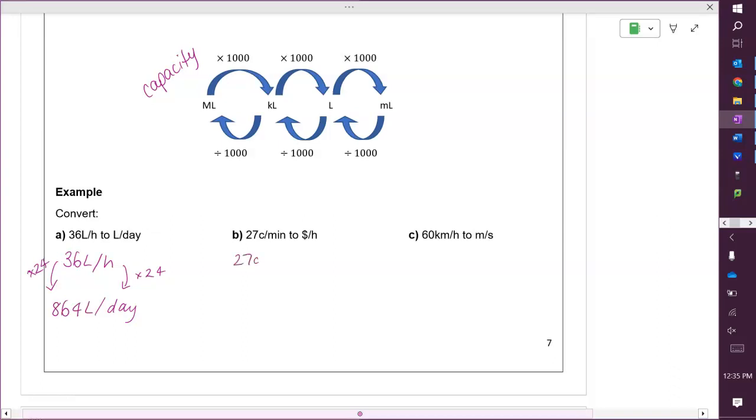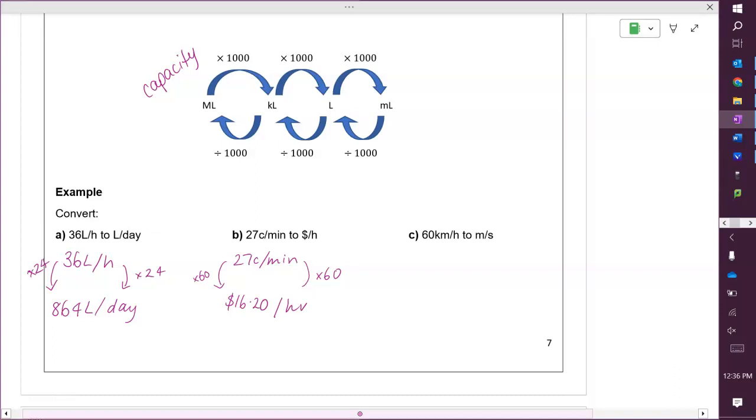The next one, I have 27 cents per minute, and I need to convert this into dollars per hour. So minutes into hours, I know there are 60, and I need to do the same to this left-hand side. That is going to give me 16.20, because I need it in dollars. It's not cents this time like the last one was, per hour.